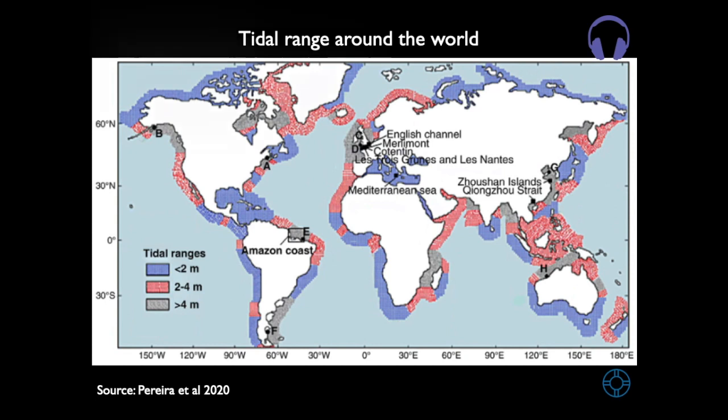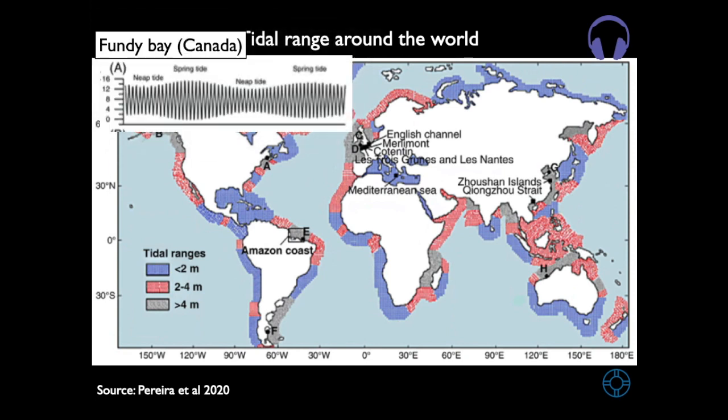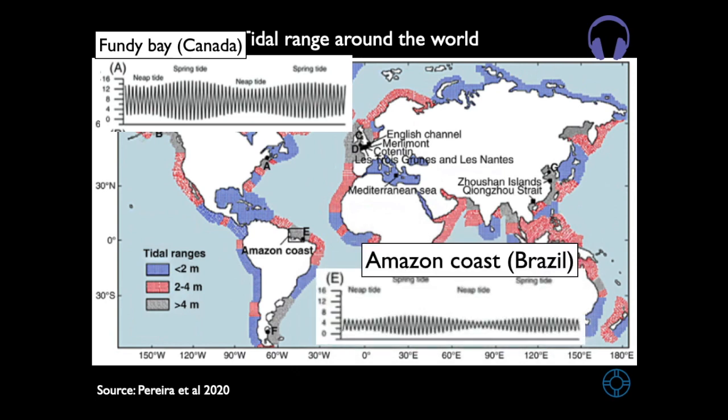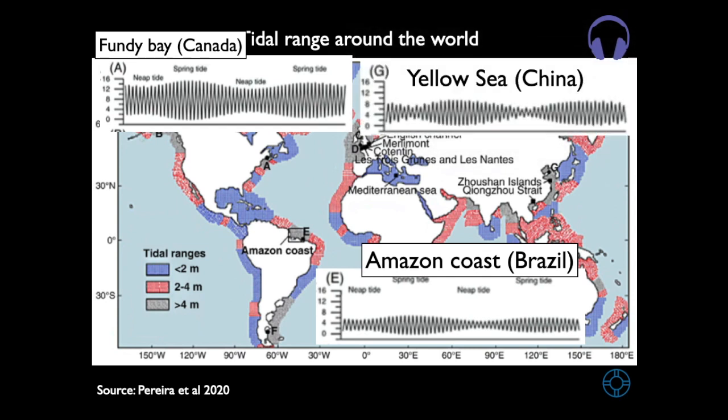The first one is in Fundy Bay, Canada, where tidal oscillations are up to 17 meters. On the Amazon coast, the tidal range can reach 8 meters and can range also up to 8 meters in the Korean Peninsula in the Yellow Sea.